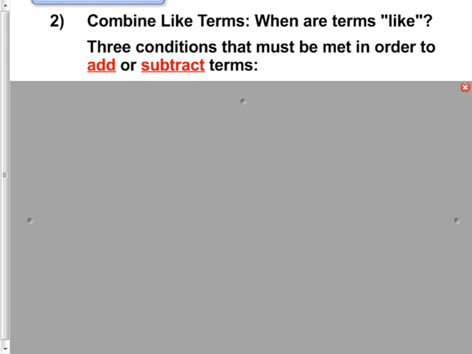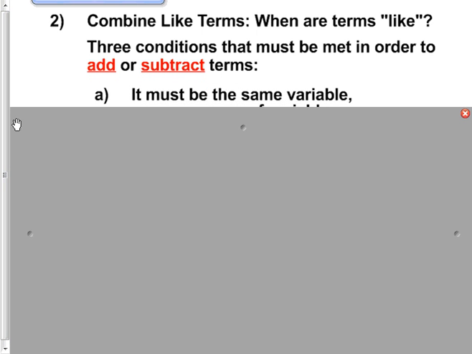Step 2, combining like terms. This is something we talked about briefly a moment ago. When are terms actually considered to be like terms? Well, there are 3 conditions that absolutely must be met in order to be able to add or subtract terms, and that is exactly what's happening in step 2. Now, I've already touched on these things. This hasn't been tremendously important in geometry, but you better believe it's going to be very important in Algebra 2. You better make sure your terms are like terms.